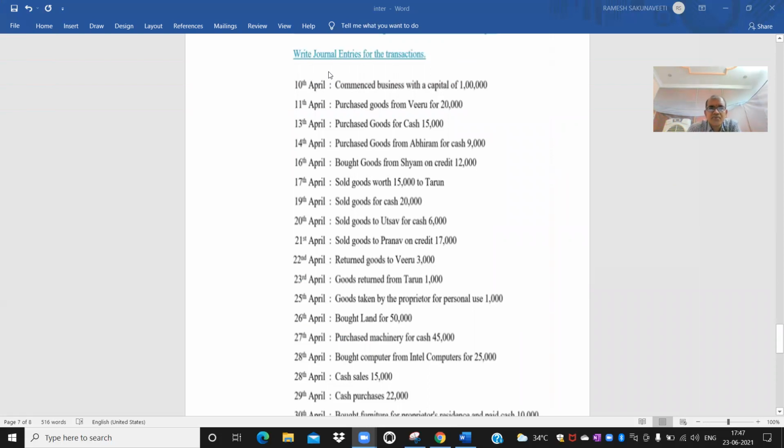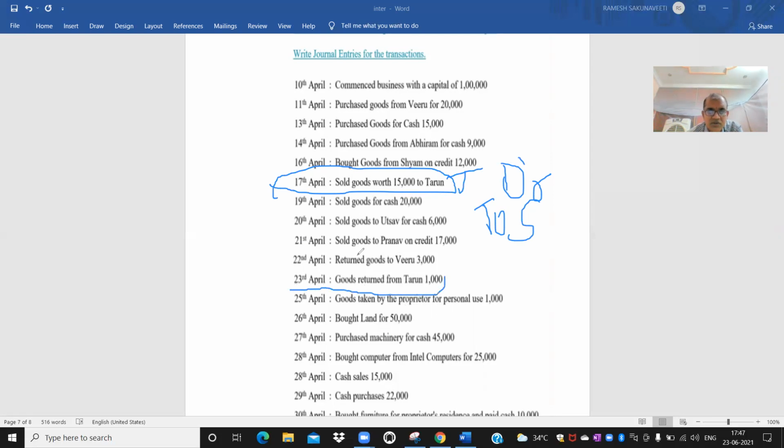See, the person's name Tarun appeared on the 17th. See what journal entry you are going to write here. Here you will write Tarun account debit to sales account. Okay. But you see, on 23rd he returned goods to us. We originally sold goods worth 15,000, but on 23rd he has returned 1,000 rupees worth of goods. So when he purchased from us, you debited his account.